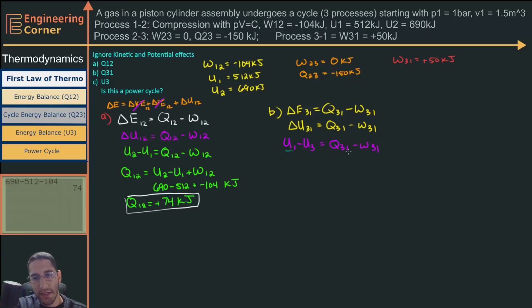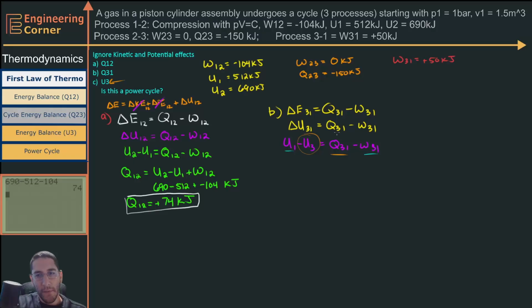We know what U1 is. We know what my work is. We're trying to solve for my heat transfer, but we don't know what U3 is. And it turns out we're trying to look for U3 in part C. So this is probably not the correct approach that you would want to take. But we can use another piece of information that we know.